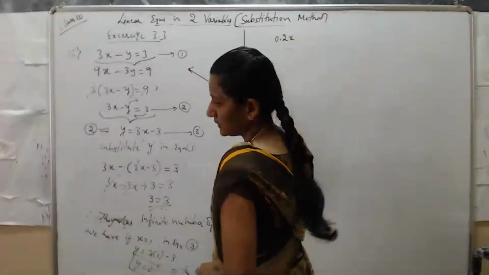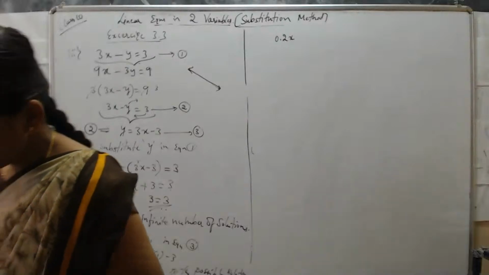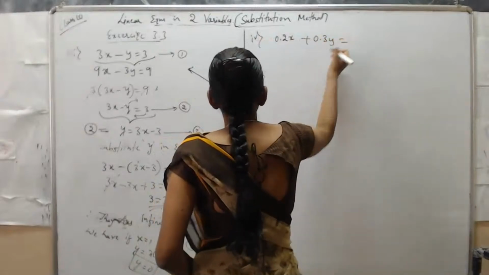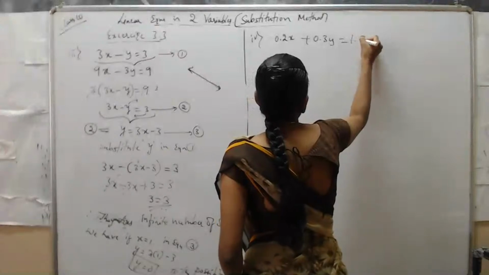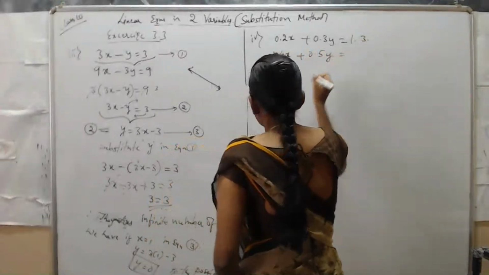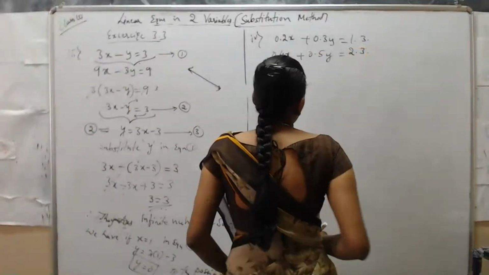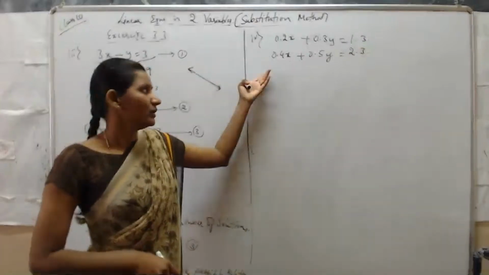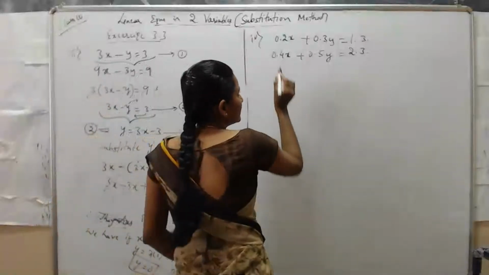Fourth question: 0.2x plus 0.3y is equal to 1.3. Next, 0.4x plus 0.5y is equal to 2.3. So what you have to do is, they have given the equations in decimals. Convert them into numbers, which means remove the decimals. How to remove the decimals?